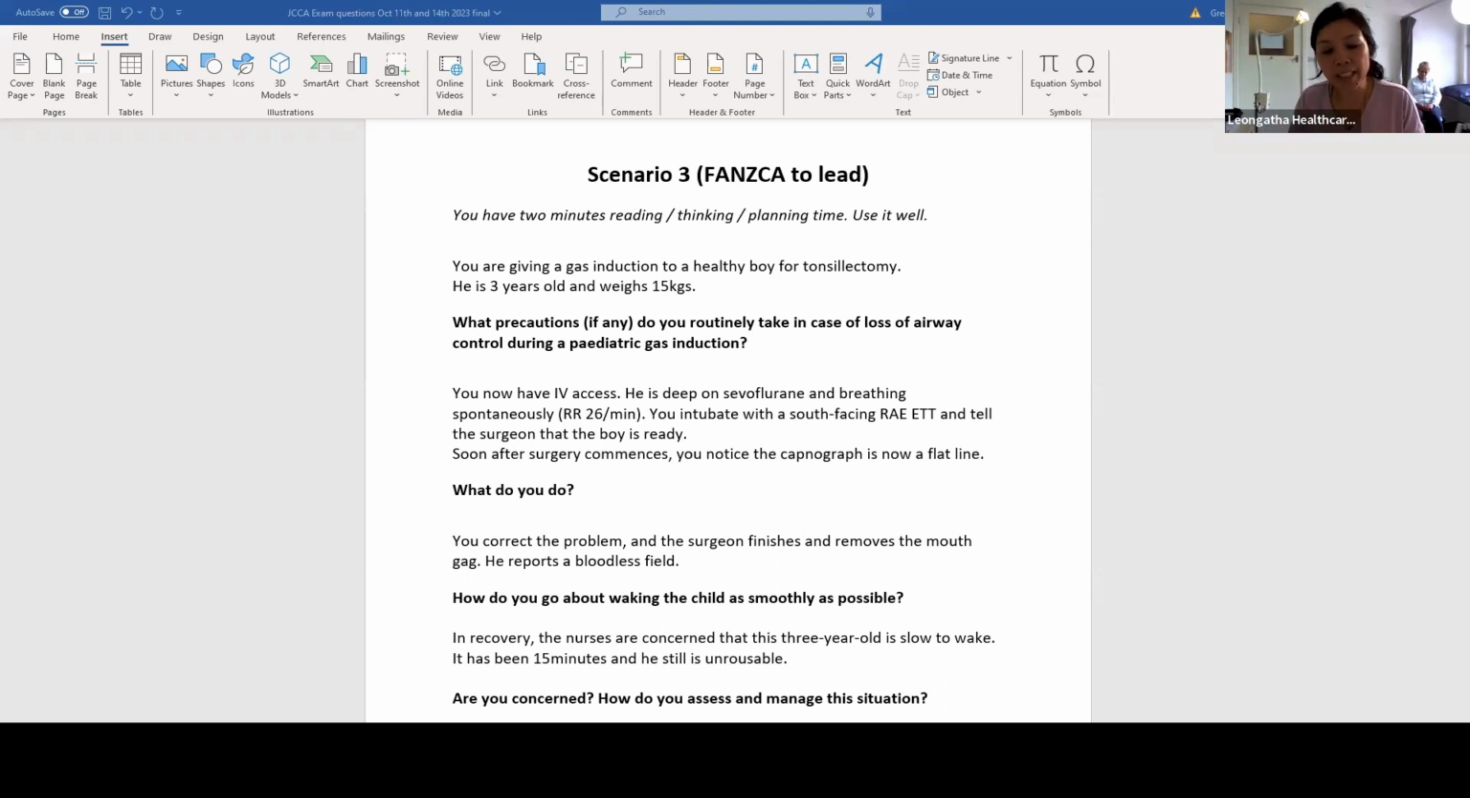However, if I'd done all that and it wasn't working, or there was a true partial complete laryngospasm, I would be trying to get IV access. But if I couldn't get that quickly, I'd be happy to use succinylcholine 4 milligrams IM.